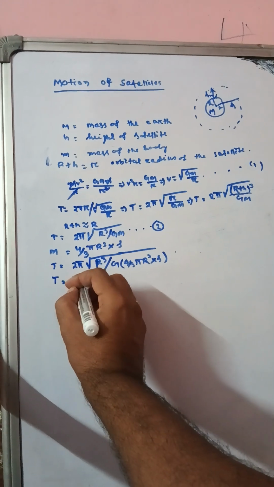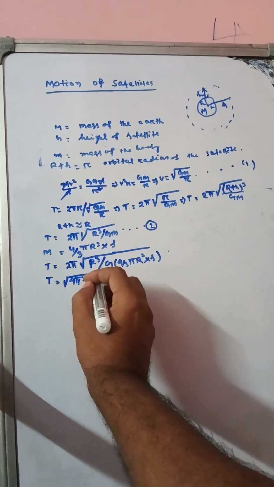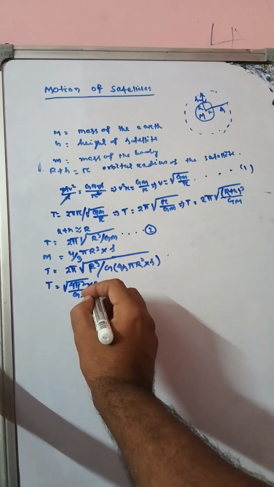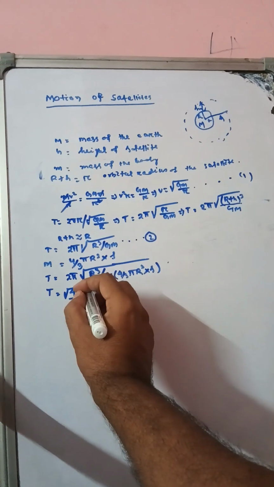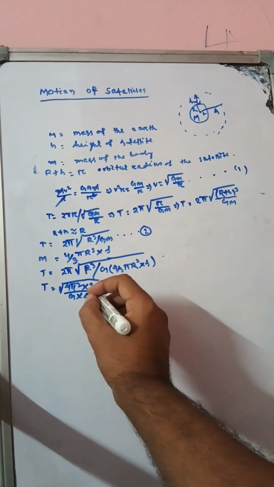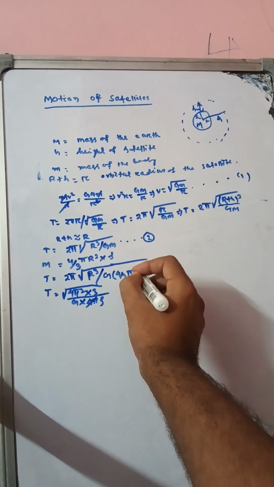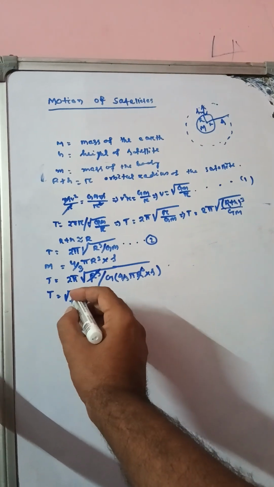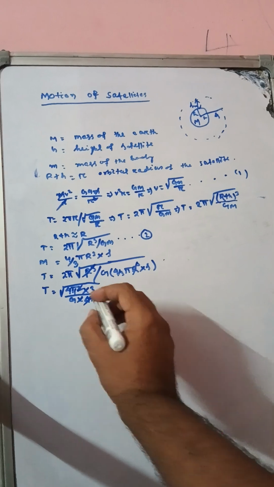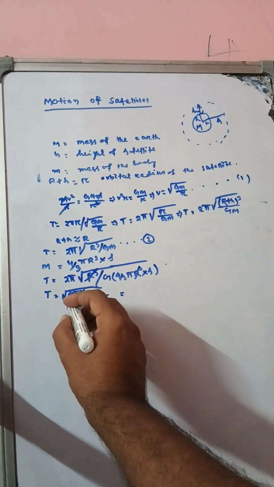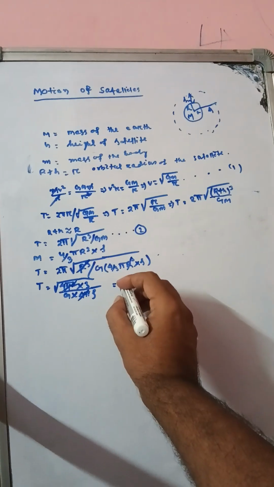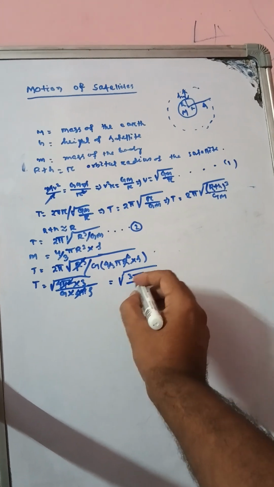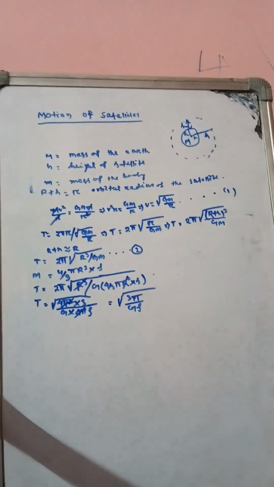Then T is equal to square root of 4 pi square into 3 divided by G into 4 pi into rho. Then 4 pi will cancel. You can write this will cancel, only 3 into pi, divided by G into rho.